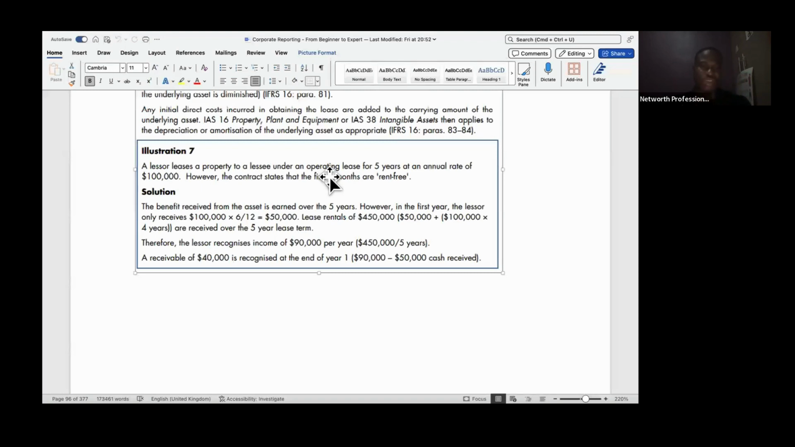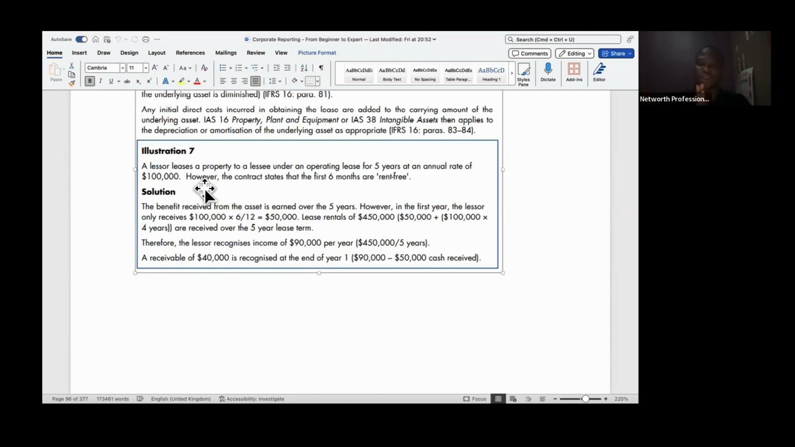But introducing that the lessor allows 6 months rent free goes to show that in year one, the lessor is not going to collect 100,000. What the lessor is going to collect is 50,000 naira in year one. So we cannot recognize 50,000 in our P&L and be recognizing 100,000 for the remaining years. That will negate what this standard is doing.